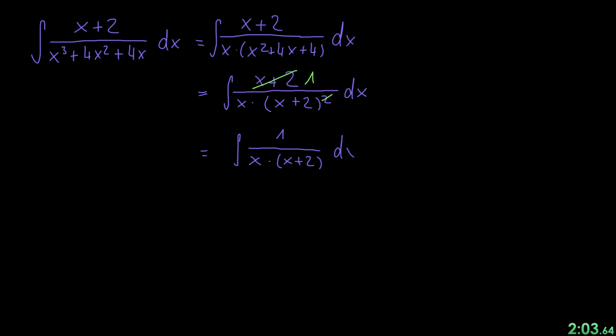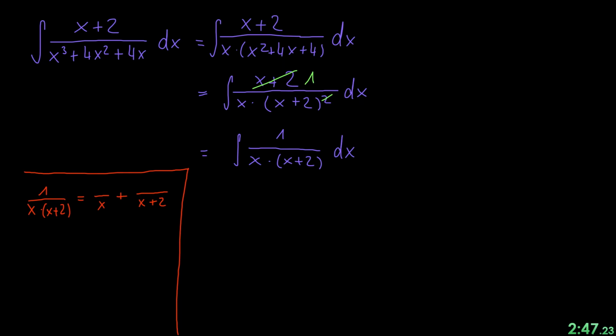When it comes to integration, something we really don't like very much is integrating products. Instead, we would really prefer to integrate a sum. So what we're going to do is make a sum out of this fraction. We have 1 over x times x plus 2 is equal to something over x plus something over x plus 2. As you can see, I'm only taking the two factors and pulling them apart into two fractions.